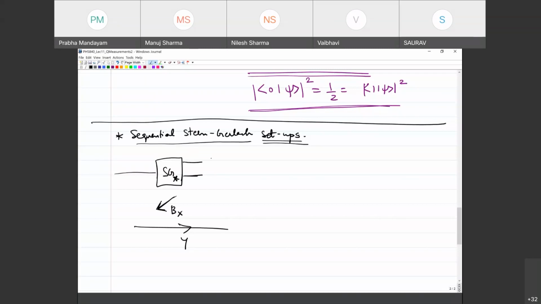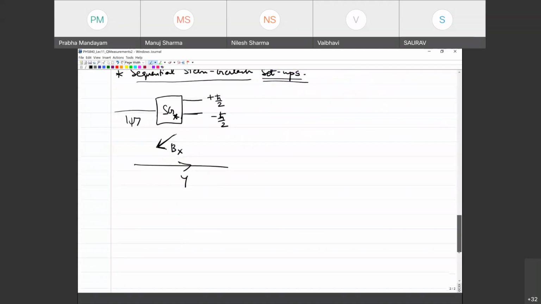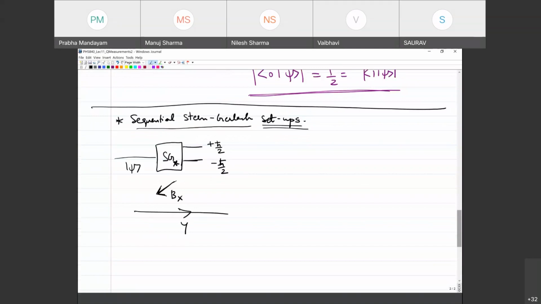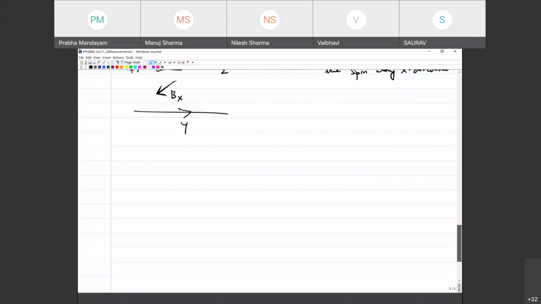So again, you will get a plus h bar by 2 and minus h bar by 2, but this time along X, right? So what is input is some random state psi. Now what I want to do is a sequential Stern-Gerlach along X, and it probes or measures the spin along the X direction, right? So now I want to have a sequence of Z and X measurements, okay?